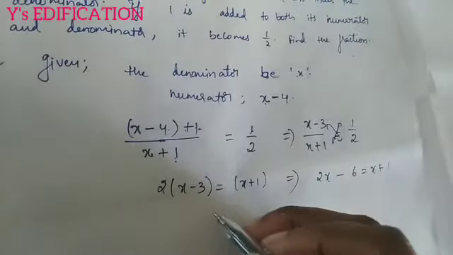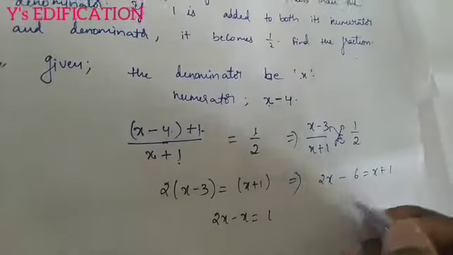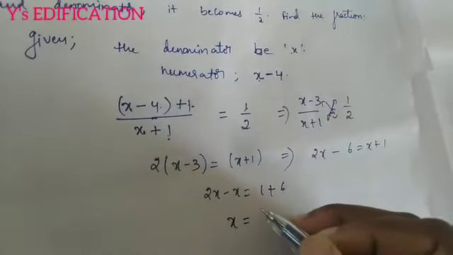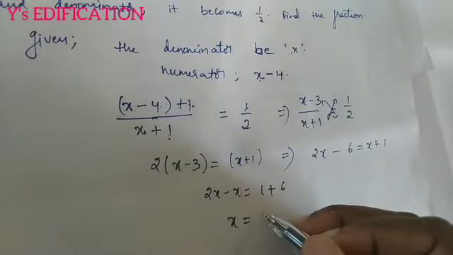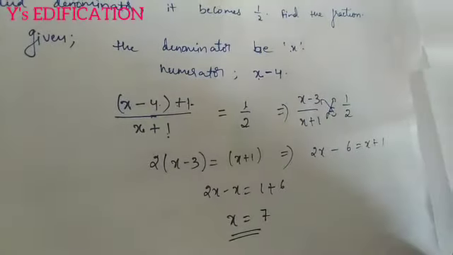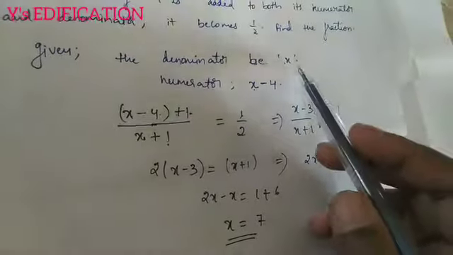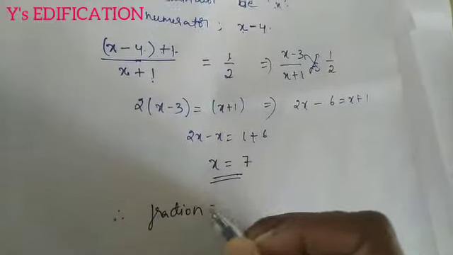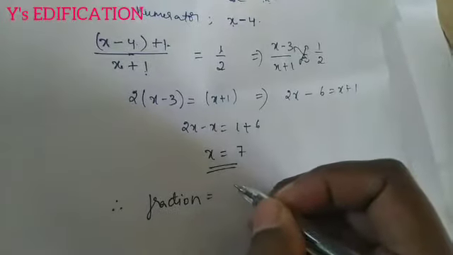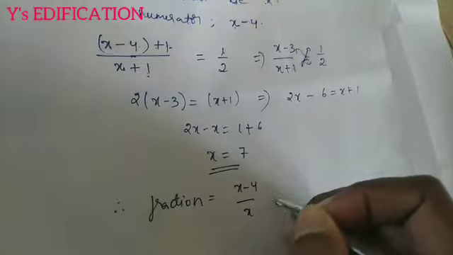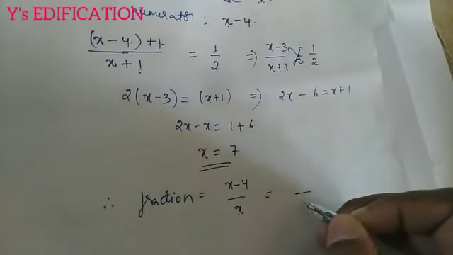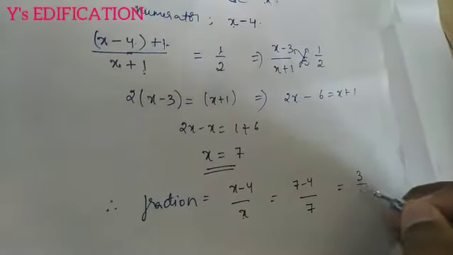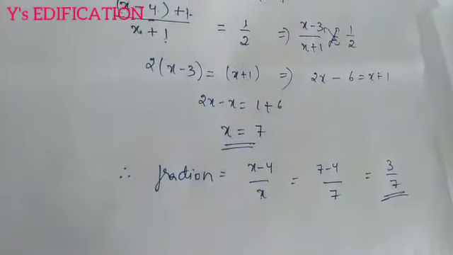So transpose this x here. 2x minus x is equal to 1, and transpose 6, so it becomes plus 6. So x is 1 plus 6, which is 7. So what is the value of x here? 7. So the denominator is 7. And the fraction is x minus 4 by x. x is 7, so the numerator is 7 minus 4, which is 3. So 3 by 7 is the fraction we required.